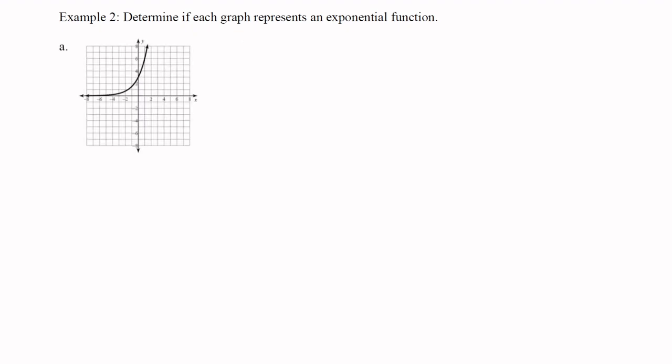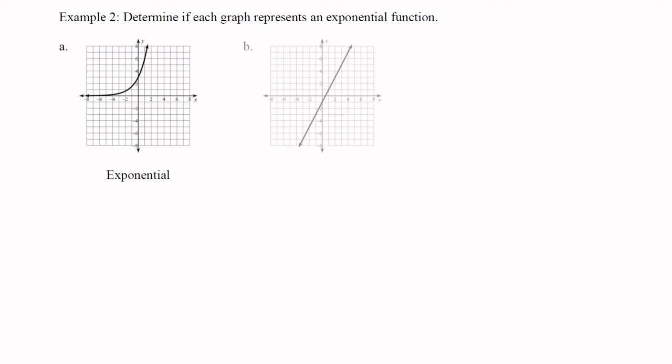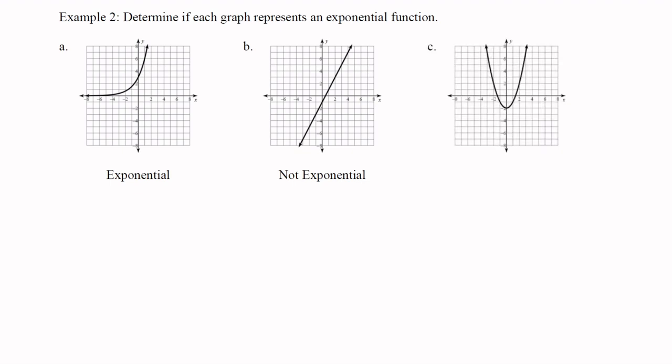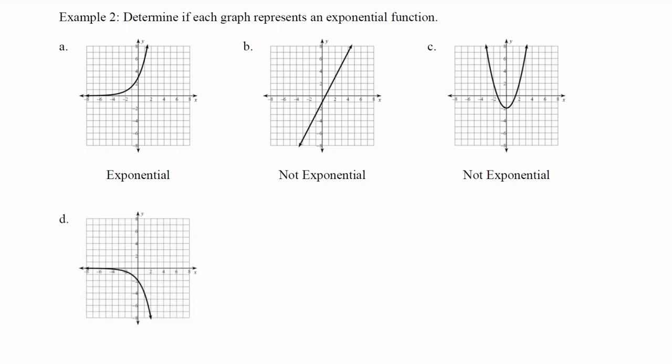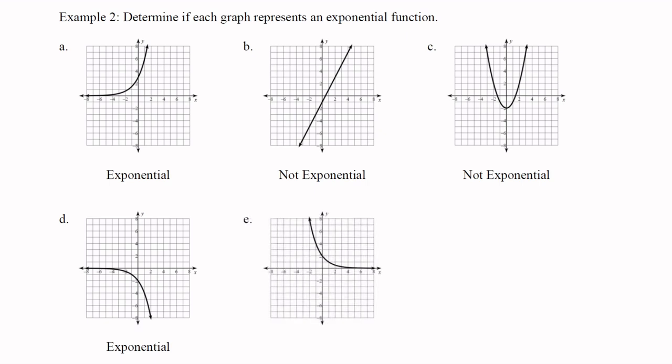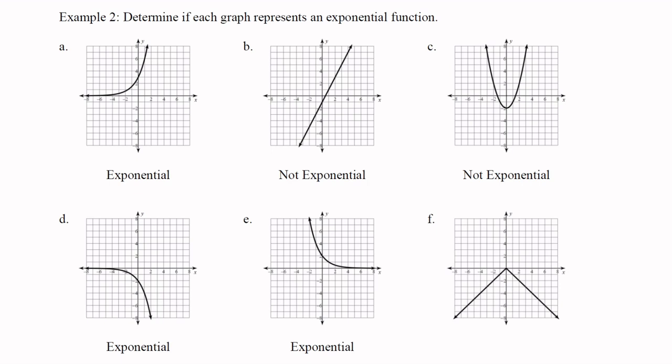A has that shape where we're increasing on the right side, but we're getting smaller on the left, so we are exponential here. B is just a straight line, so it is not exponential. C is a parabola, which we know is quadratic, so it's not exponential. D does feature an exponential curve. E also represents an exponential curve. And in F here, we have two straight lines. There's no curve, so this is not exponential.